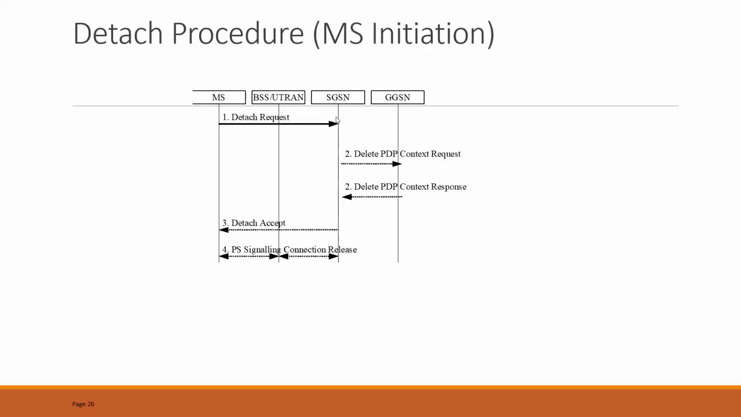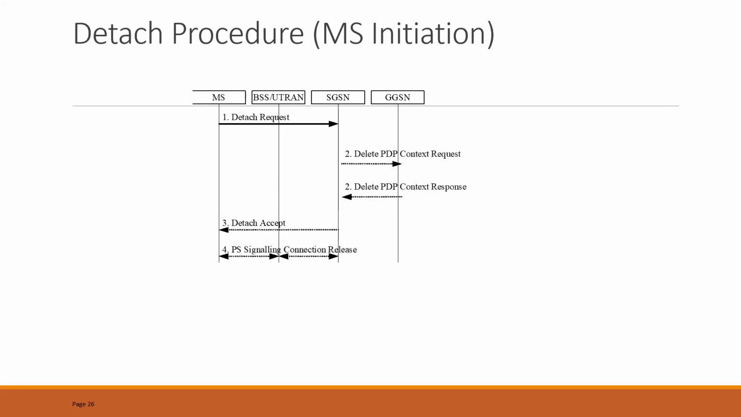If the MSISDN is initiating a detach, for example, you are using 2G or 3G and you turn your data services off, you will send a detach request to the SGSN. The SGSN will realize that if you have any PDP contexts created, it will send a delete PDP context to the GGSN. The GGSN removes the PDP context and responds back with the delete PDP context response. What is this PDP context? We will look into it in the next few slides, where we will cover the session management flows.